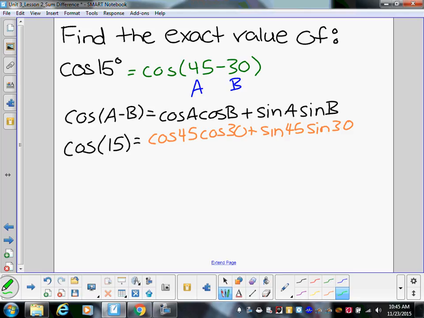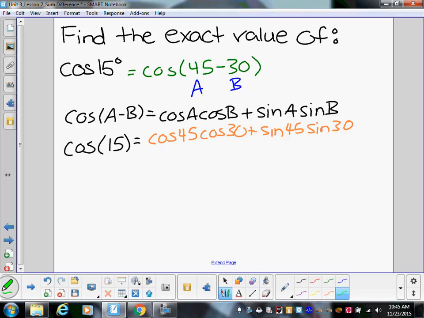And notice I'm writing over here cosine of 15. That's really what I'm looking for. We've established that the cosine of 15 is cosine of 45 minus 30, but at the end I want to report an answer that says cosine of 15 equals, because that's what I was asked to find.